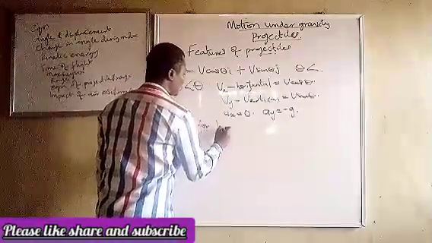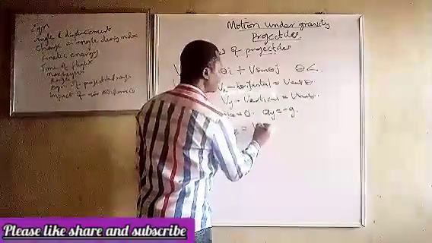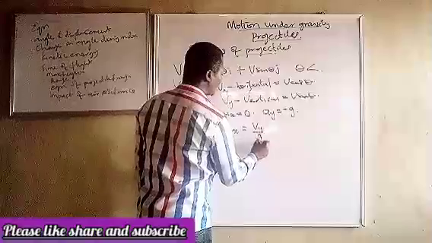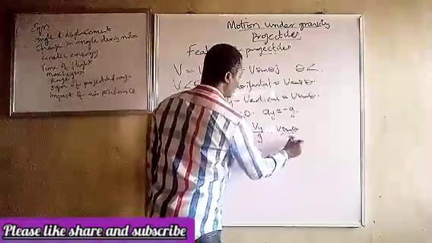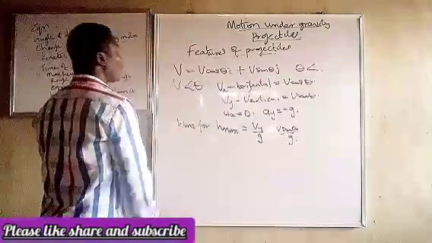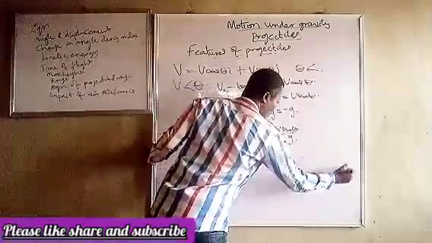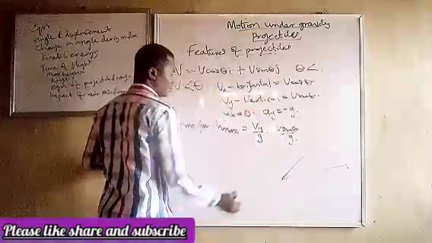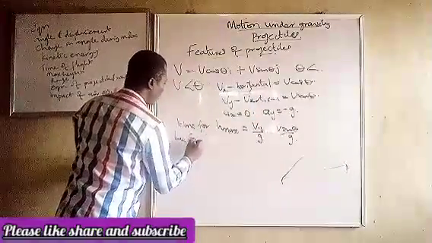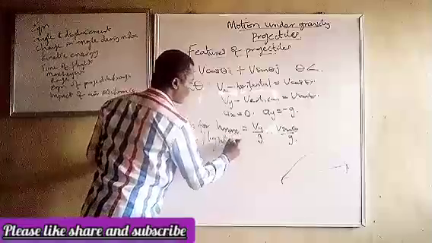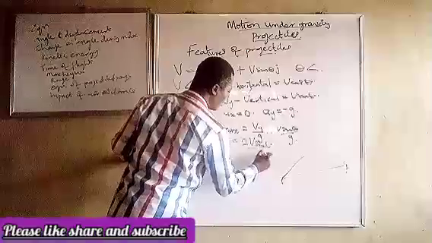The time to get to the highest point, time for h max, we derive that to be Vy over g, that is V sin theta over g. The time for it to go up and come down, if it is on the same level, that is this place and this place are on the same level, the time of flight will be equal to 2V sin theta over g.